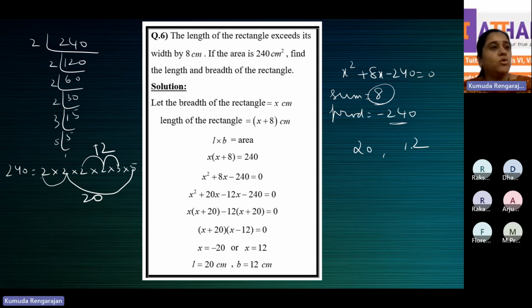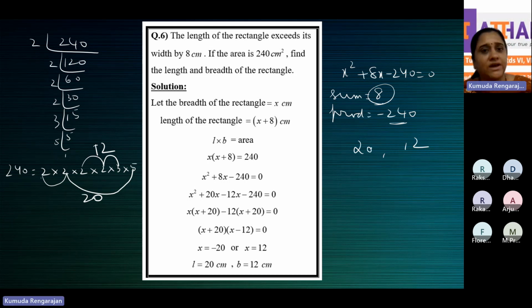20 and 12. How will you get 8? Only when you subtract. So that means the two numbers must have different signs. When both the numbers have the same signs, you will add. But when both the numbers have different signs, you will subtract. So here they should have different signs. Only then you will subtract and you will get 8.